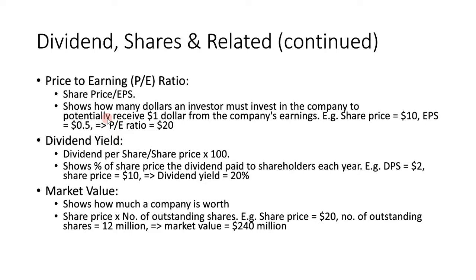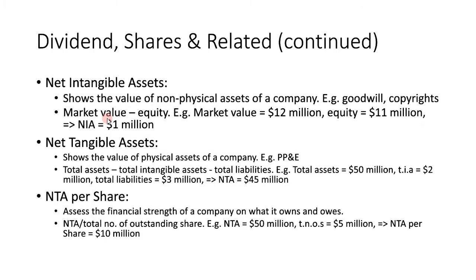Market value of a company just shows how much it is worth. So it's just share price times the number of outstanding shares. An example is the share price is $20 and the number of outstanding shares is 12 million. So you have $240 million. So your company is worth $240 million.